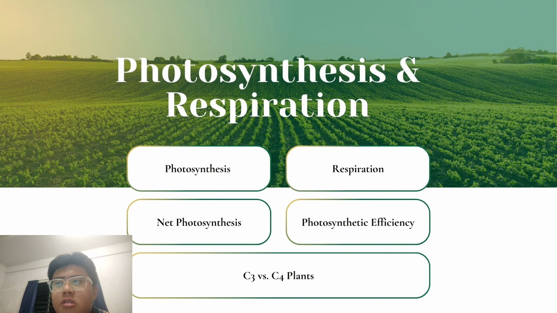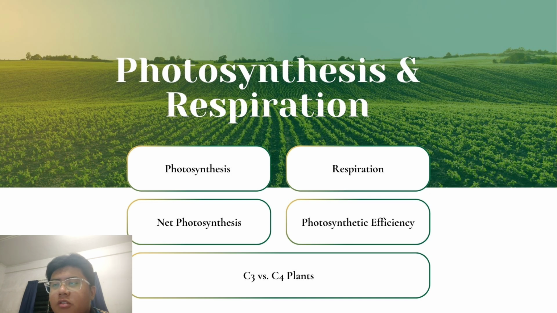Respiration is the process in which these stored sugars are broken down to release energy, ATP, for plant functions, producing carbon dioxide and water. The net accumulation of energy for growth is determined by net photosynthesis, which is the total photosynthesis minus the energy consumed by respiration.